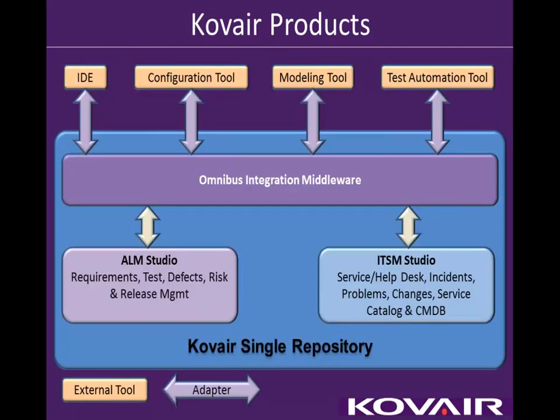Kovair has basically three products. ALM Studio, which is basically for the ALM, and ALM Studio actually comes in two flavors. One is for Agile, another for the more iterative, more traditional development best practices. And then we also have an ITSM Studio, which is basically an implementation of ITIL version 3, with all these service, help desk, incident, problem, change management, etc.